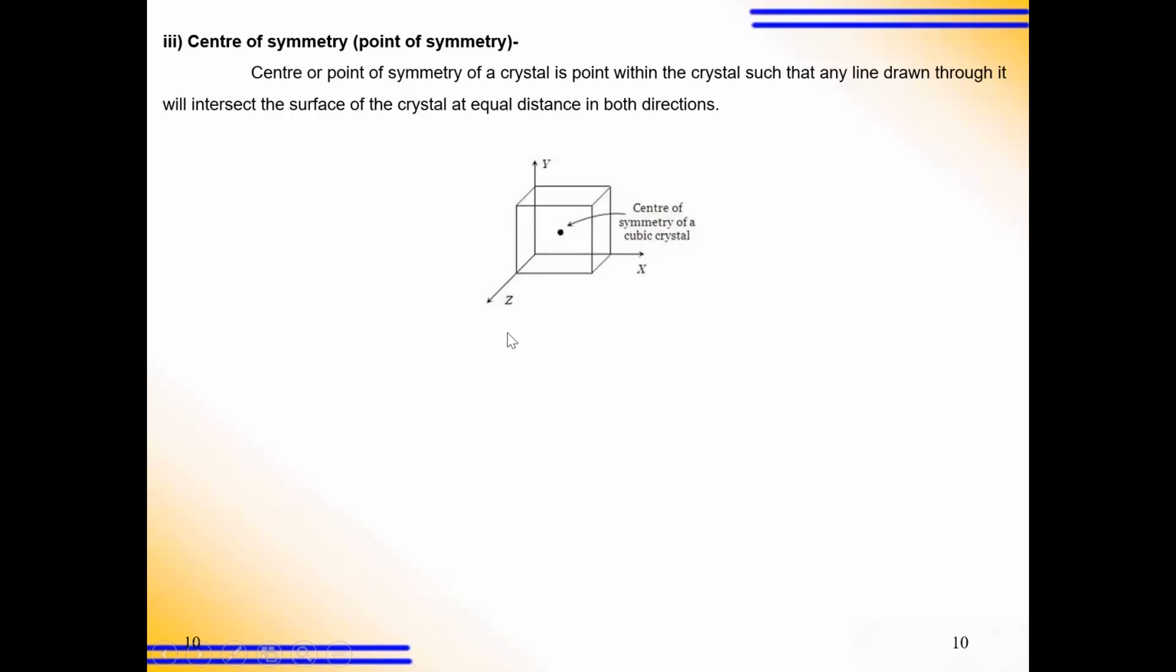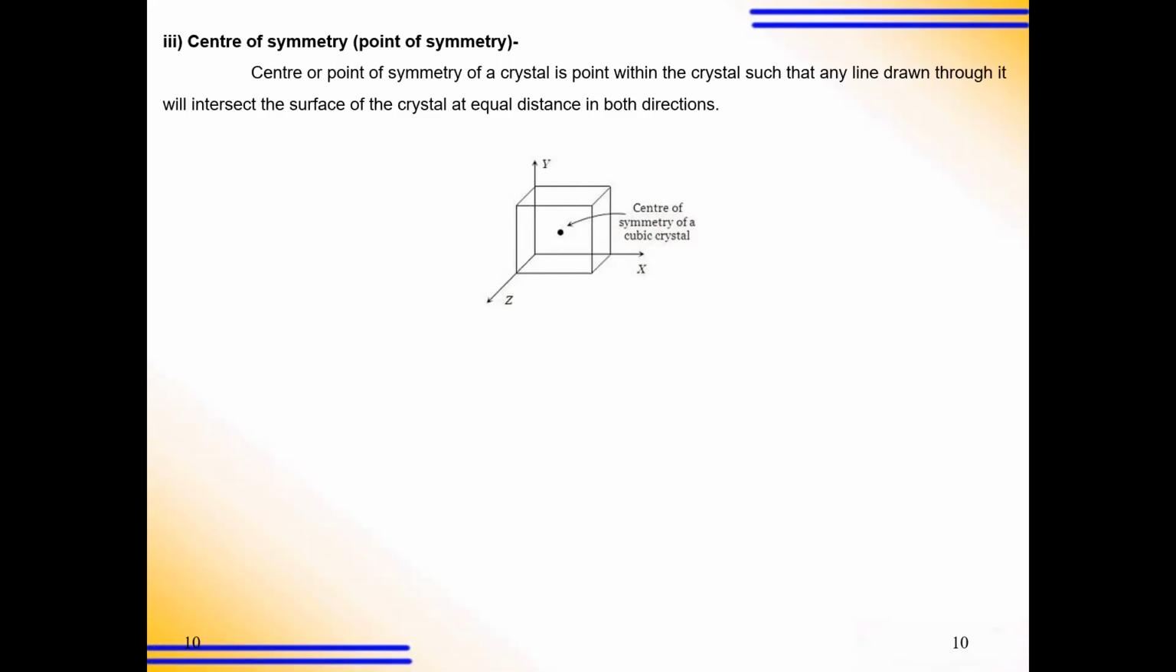So as we have seen, axis of symmetry or plane of symmetry have types on the basis of which plane intersects your crystal, and how your axis intersects your crystal. On the basis of that, they are classified into different types, right?